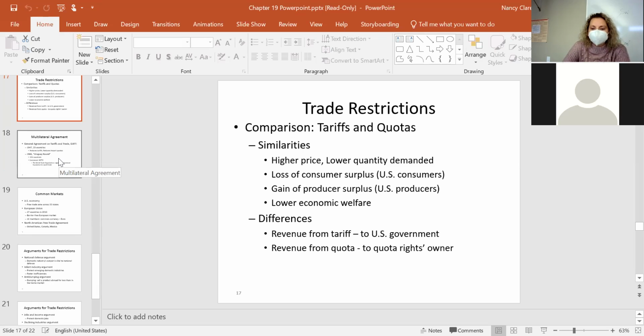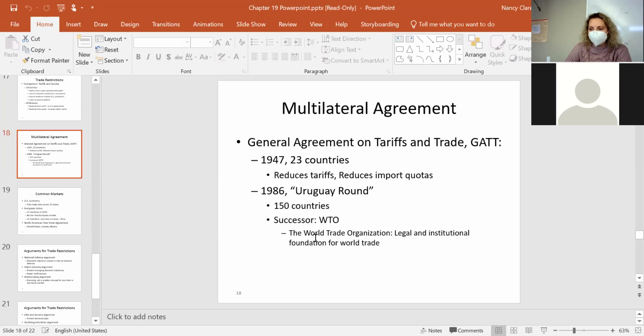Okay, we're going to talk about trade agreements next. I'm not really going to talk about this slide. There's nothing from here that'll end up on your exam. It might on your homework, but I'm going to bypass it just for the sake of time.